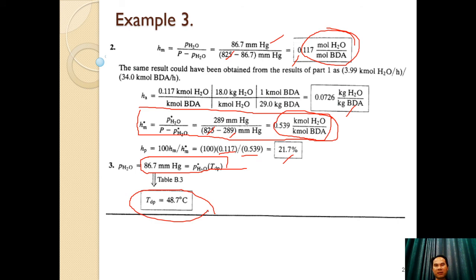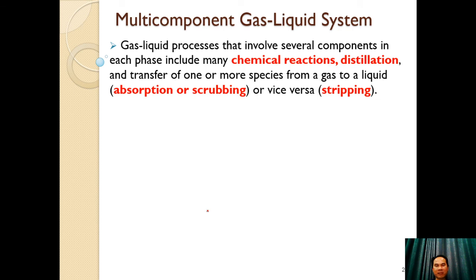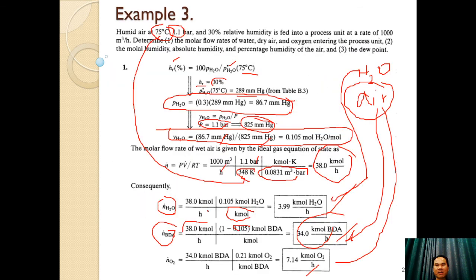We'll stop here and we'll continue with the next topic, multiple gas-liquid systems. Previously, we talked about multiple phases, vapor phase and gas phase, but with only one condensable. Only water can condense. Next, we talk about multiphase systems with maybe more than one condensable. See you in the next one.